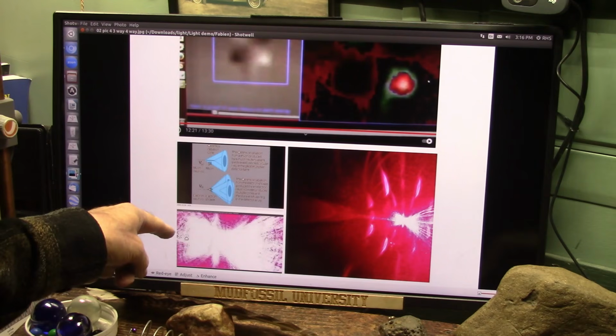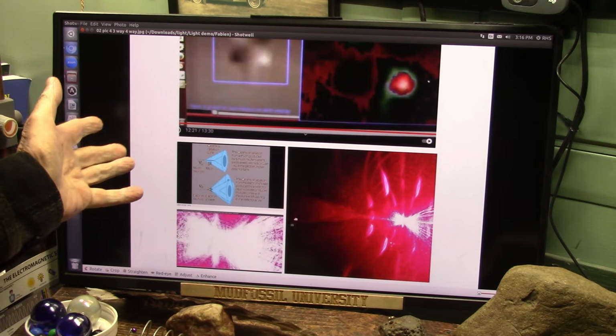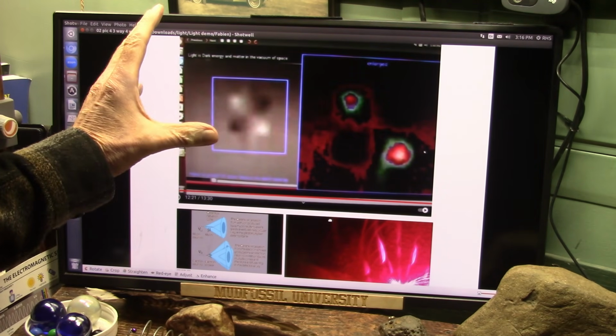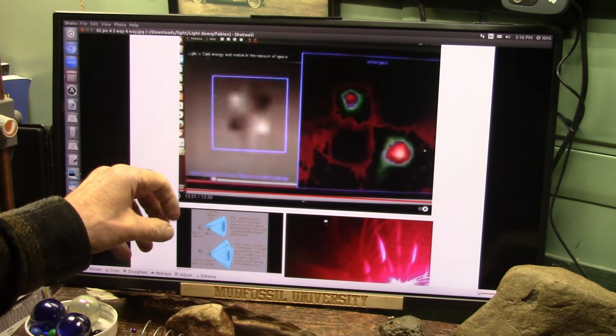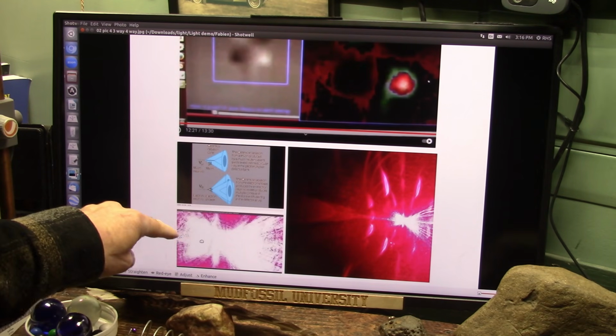And this is fission and fusion. When that particle broke apart, that's fission. When it comes back together, it's fusion. And it did both those things right here.